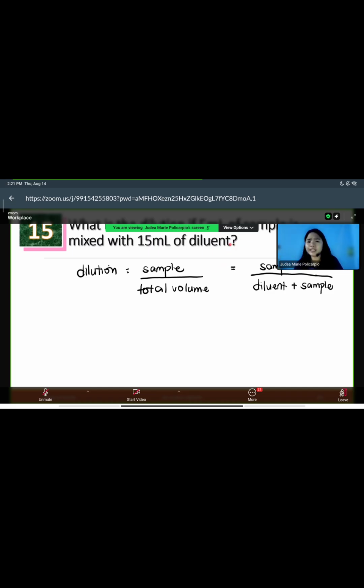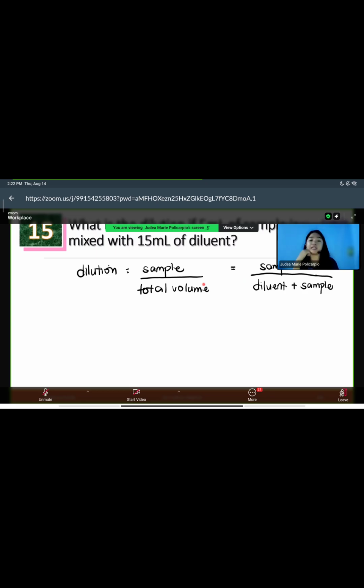Minsan kasi ang ginagawa nila, sample over the diluent lang. Ingat kayo, pag sample over the diluent lang, hindi yan dilution. Ratio pa lang yan kapag sample over the diluent. So mag-iingat kayo ha. To make it dilution, dapat yung diluent, dadagdagan mo ng volume ng sample.